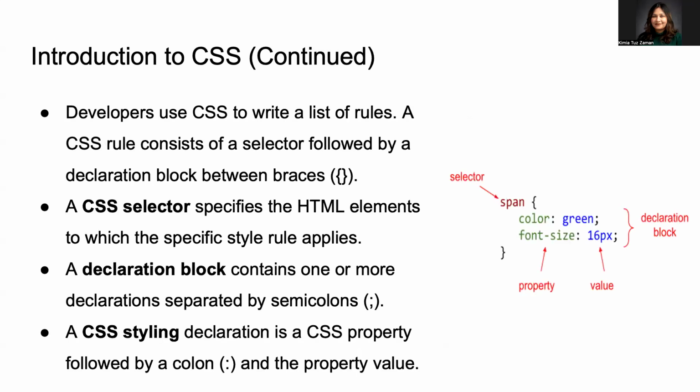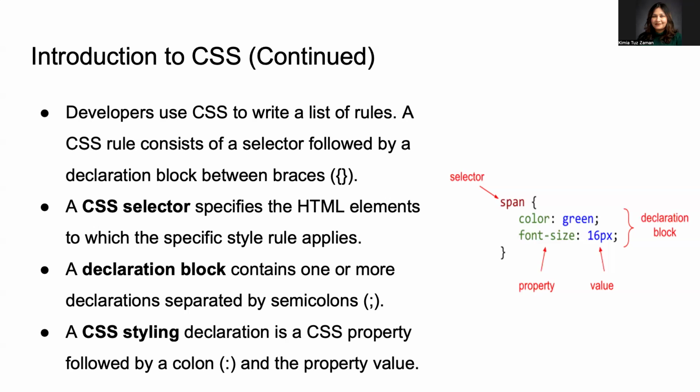Here is how CSS rules are structured. Developers write CSS as a collection of rules. Each rule has two main parts, a selector and a declaration block inside curly braces. The selector is used to point to specific HTML elements that you want to style. For example, in this case, the selector is span, which means these styles will apply only to the span element.